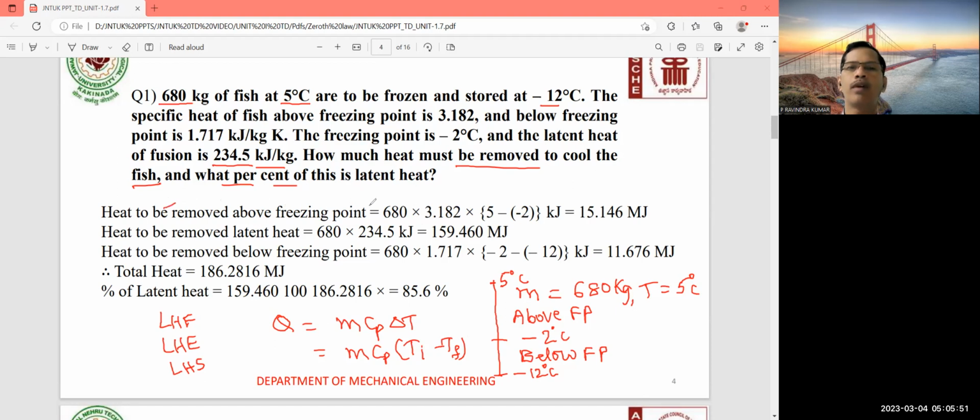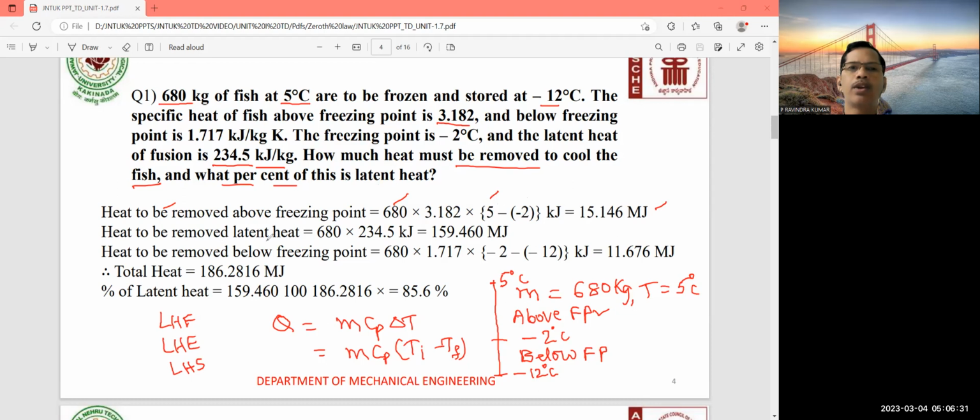Heat to be removed above the freezing point: mass is 680 kg, and for the fish above the freezing point, the specific heat is 3.182. The initial temperature is 5 degrees centigrade, and the final temperature is minus 2 degrees centigrade. Then you will get 15.146 megajoule. So this much heat is to be removed above the freezing point.